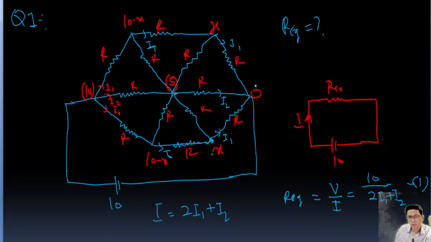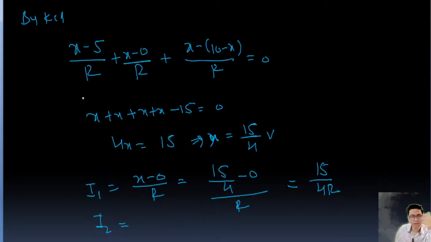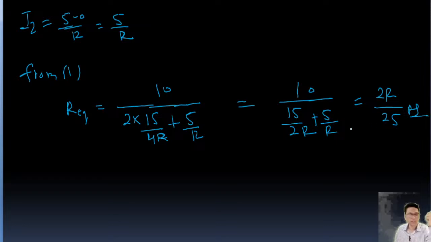So we made an equivalent circuit of this circuit, and R equivalent is V upon I, where total current I is 10 plus 2 I1 plus I2. Then we used KCL, that is nodal analysis, found the value of X, and then found currents I1 and I2. We put those values in equation 1 and got the equivalent resistance, guys. I hope you have understood it. Okay, next question, guys.